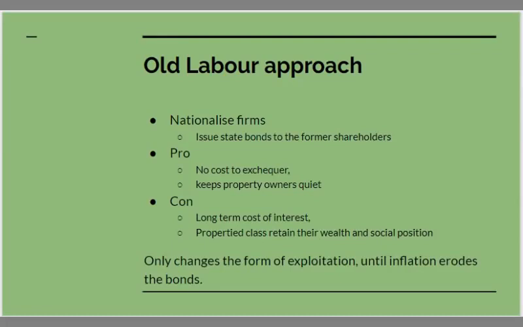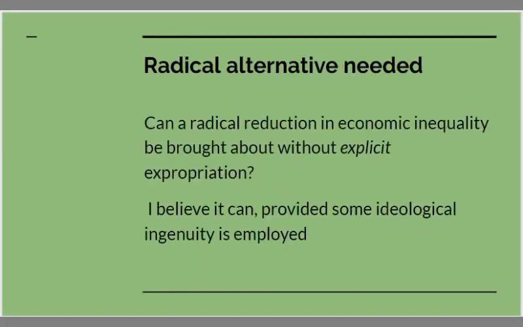But it has the disadvantage that there is no immediate benefit to people. You need some kind of radical alternative instead of that, so that you can appeal to people that it's going to be in their benefit immediately. So we have to ask, can a radical reduction in economic inequality be brought about without explicit expropriation? I believe it can, provided we exercise some ideological ingenuity in the way we present it.